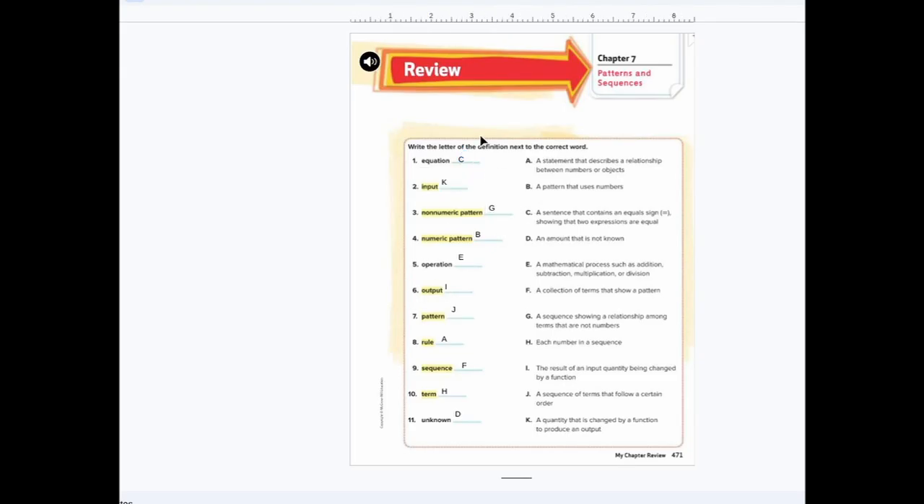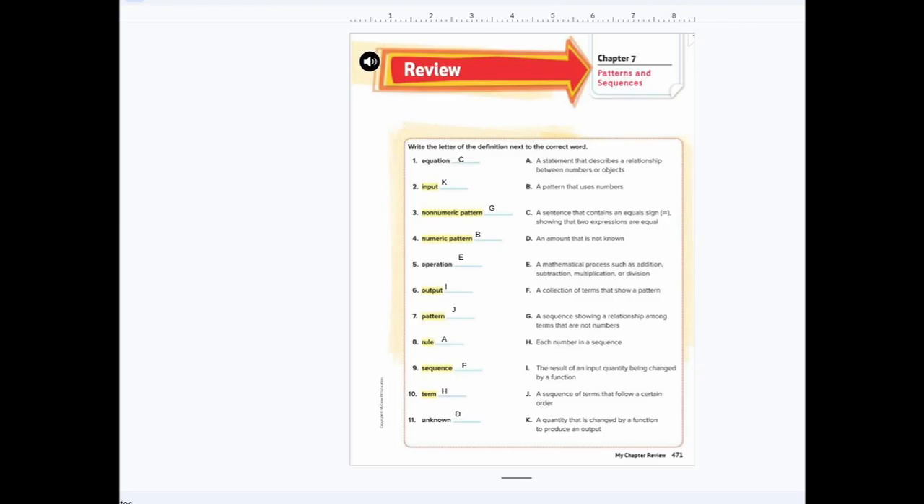So 1 is C, 2 is K, 3 is G, 4 is B, 5 is E, 6 is I, 7 is J, 8 is A, 9 is F, 10 is H, 11 is D. So you need to study those vocab words for your vocab quiz tomorrow. You can study with these, you can study with your vocab cards, you can study with the Wayground, or you can study with the GimKit.